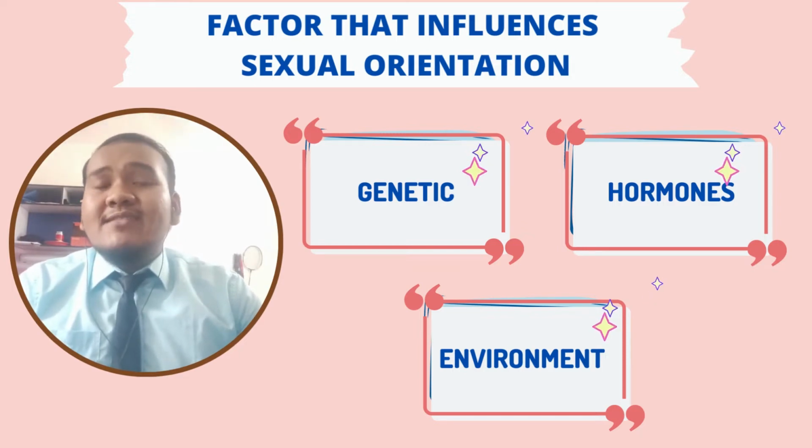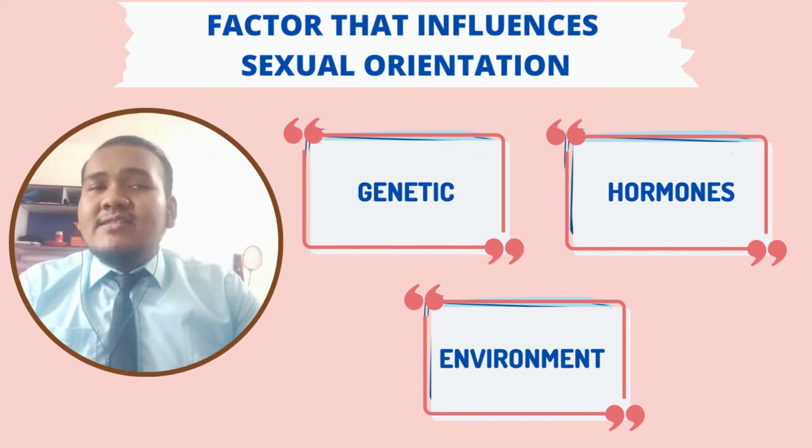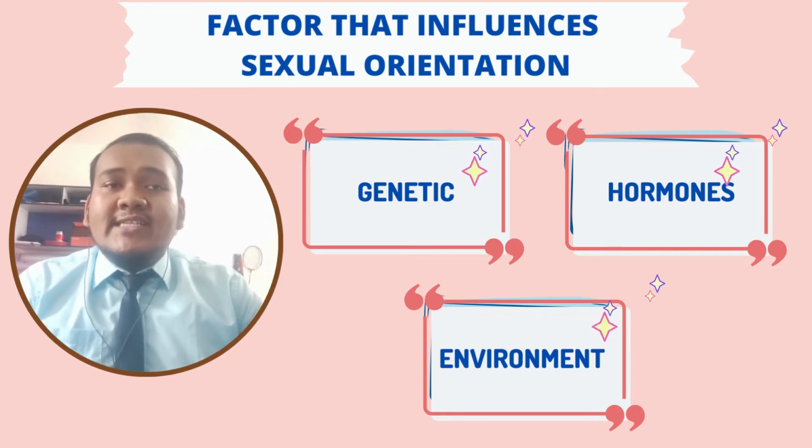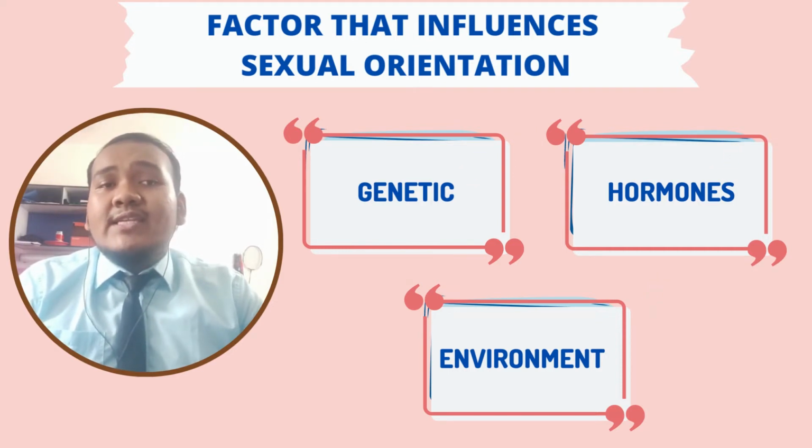Okay, now I will present to you about the factors that can influence an individual's social or sexual orientation. So, the first point is genetics. Based on research that has been done in the past, an individual's sexual orientation can be influenced by their genetics, especially if they are monozygotic twins.